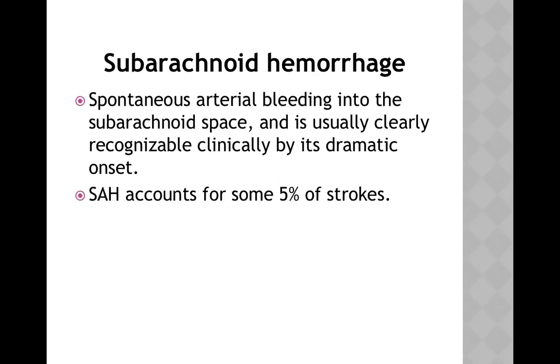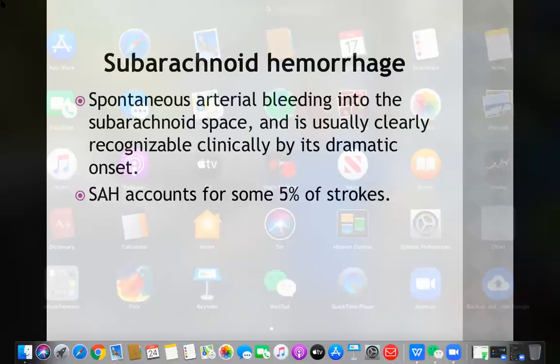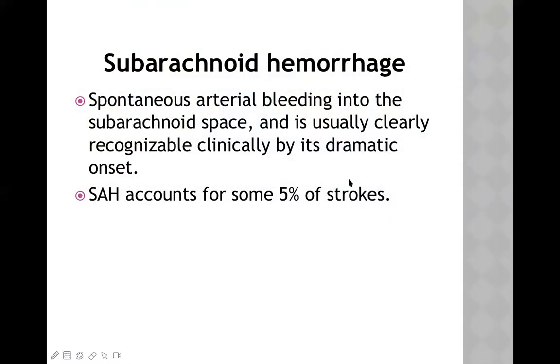Now, with this, let's move on to the last part of this big and very important topic, that is subarachnoid hemorrhage. This is also important from the exam point of view. Now, what is the meaning of subarachnoid hemorrhage? First, this is a bleeding in the subarachnoid space, a collection of blood in the subarachnoid space.